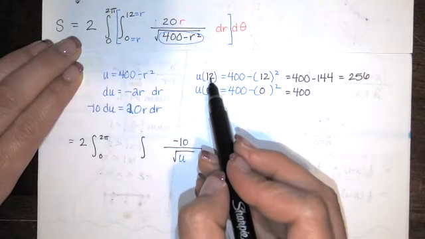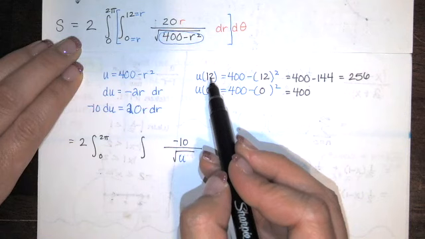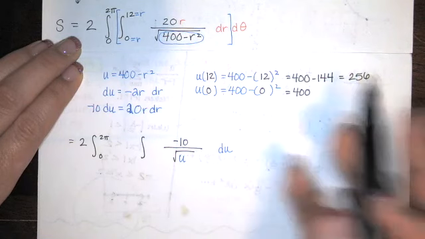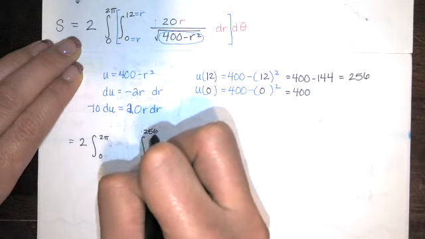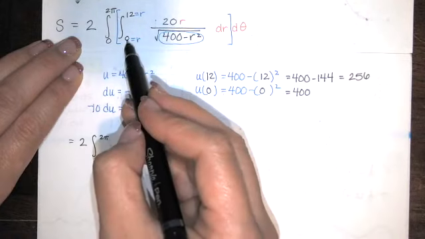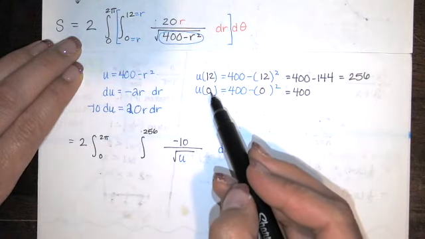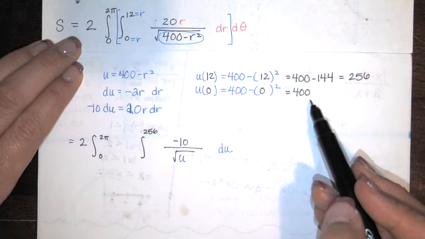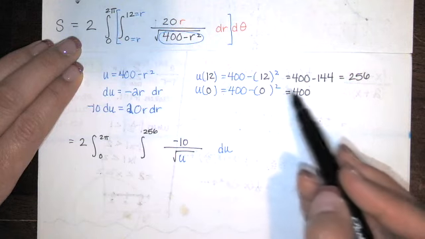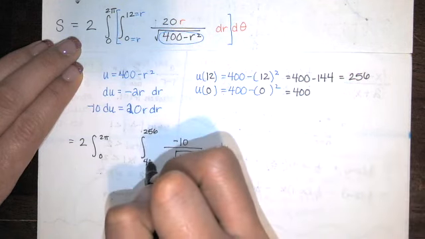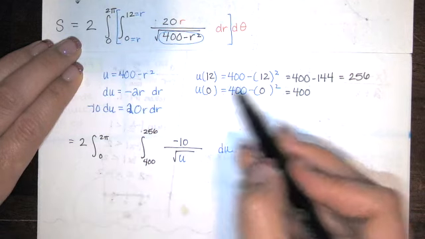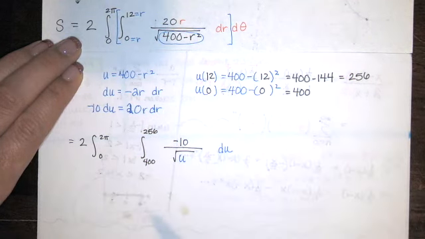So our upper bound was 12. When we're at r equals 12, u is 256. So that's our new upper bound. Our lower bound used to be 0. When r equals 0, u is 400. That was a lower bound. This also is our lower bound. The lower bound goes with that lower bound. The upper bound goes with that upper bound.